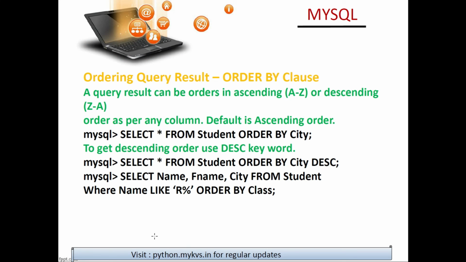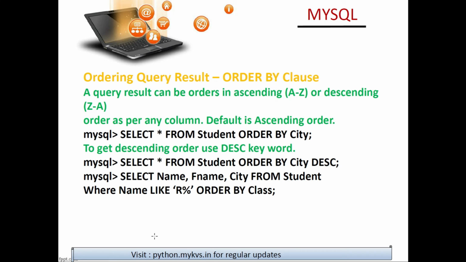And this is ordering the query result, the order by clause. You can see out here order by city. I have told you already the default is ascending order, and if you want to display in descending order, you can see out here the DESC clause to be used.